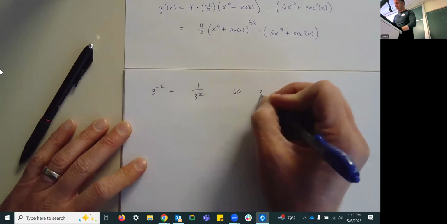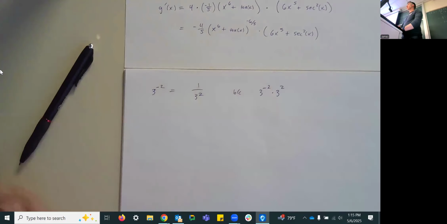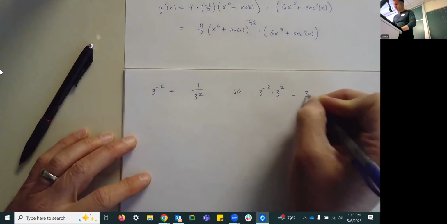3 to the negative second times 3 to the second. If you multiply those together, what do you do with the powers? What do we do with the powers? We add them. What's negative 2 plus 2? And what's 3 to the 0?